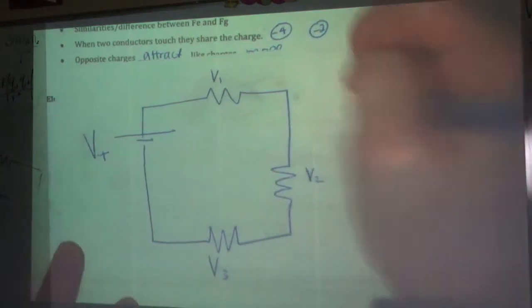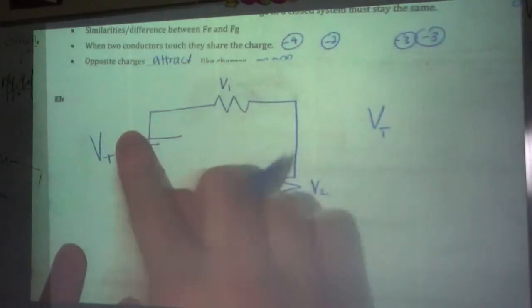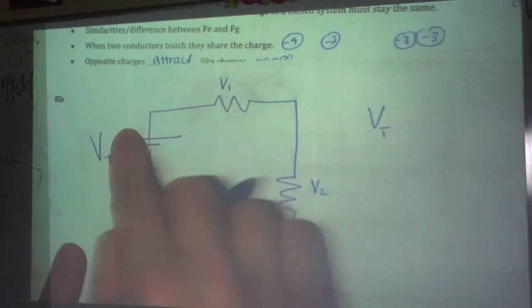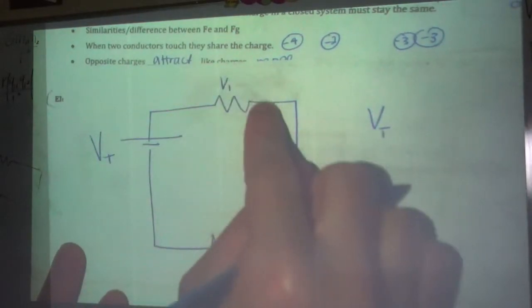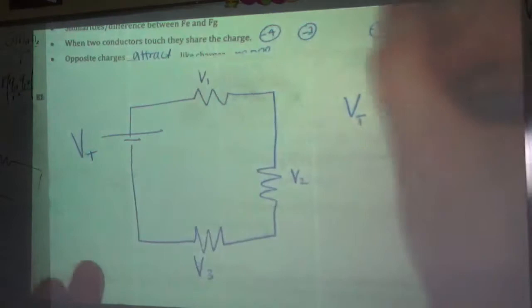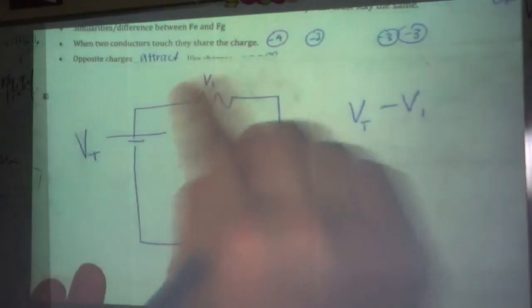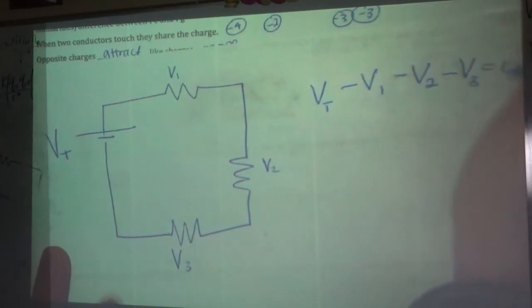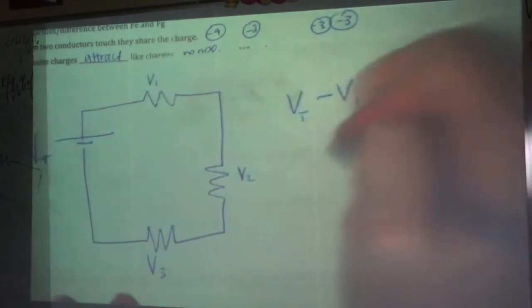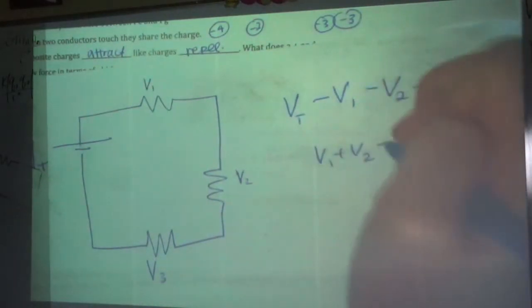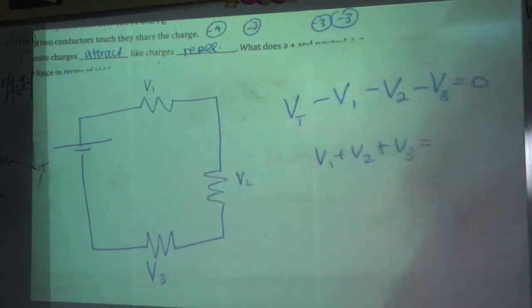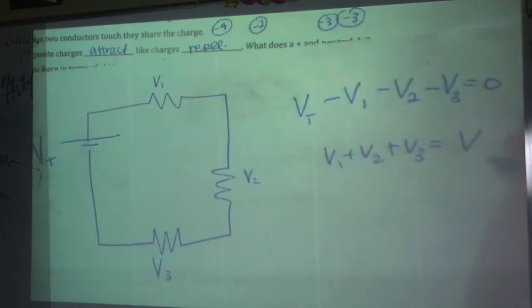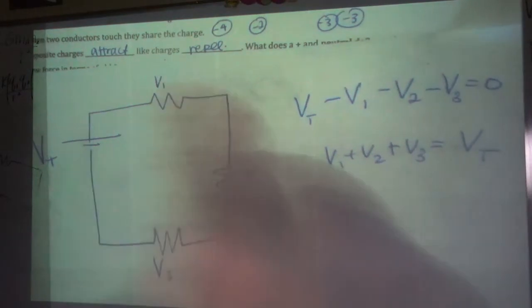So this is saying V total, which I make positive because the battery provides the voltage, and then that voltage is dissipated or used up right here. So I'm going to say minus the voltage drop of 1, minus the voltage drop of 2, minus the voltage drop of 3, equals 0. That's also the same as saying these 3 voltage drops together equal how much voltage I started with in the beginning, V total. And that's because it's a closed loop.